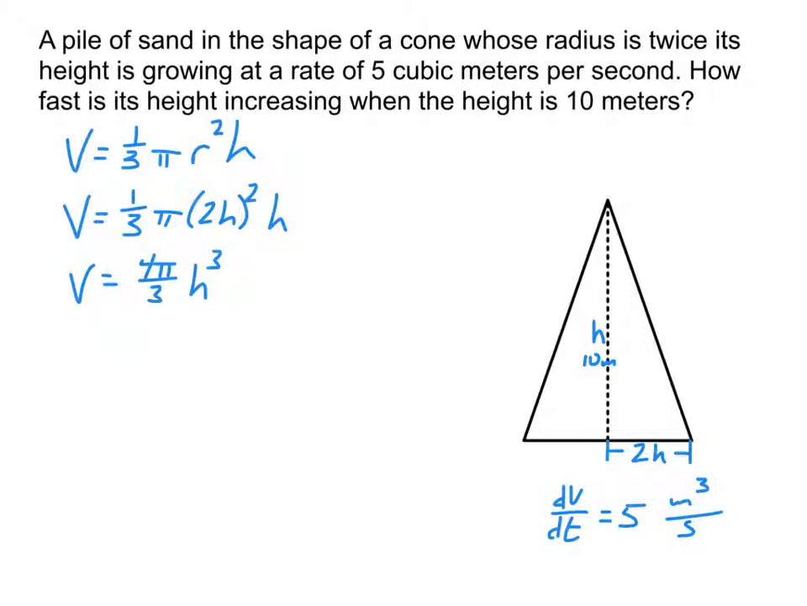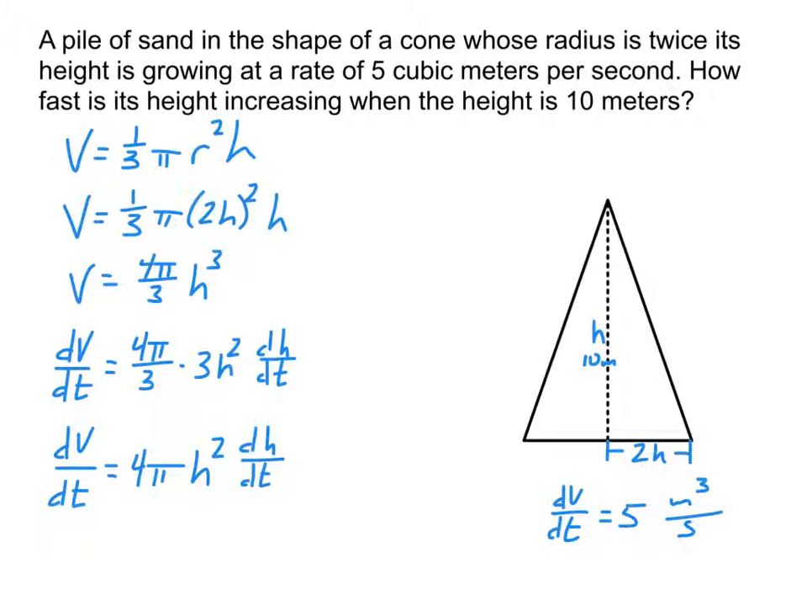All right, now we set up our volume formula, and then we plug in our radius. Remember, radius is twice height, so I plug in 2h for my radius, and then simplify that to get a simpler volume formula. And again, I just want it in terms of h because it's asking for what dh over dt is. And it doesn't tell me what dr over dt is, so I need to do it that way.